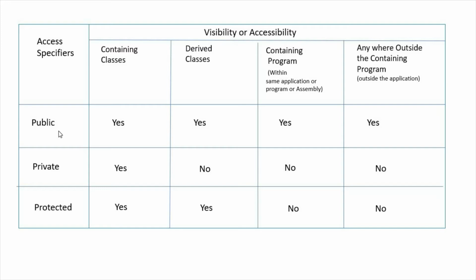We can see here that the public access specifier is accessible or visible within containing classes, derived classes, and the containing program within the same application or program or assembly. This we will see with a practical example.